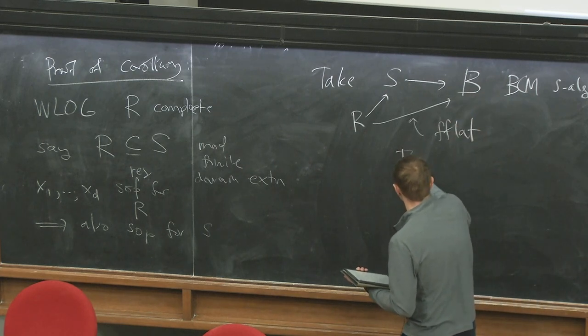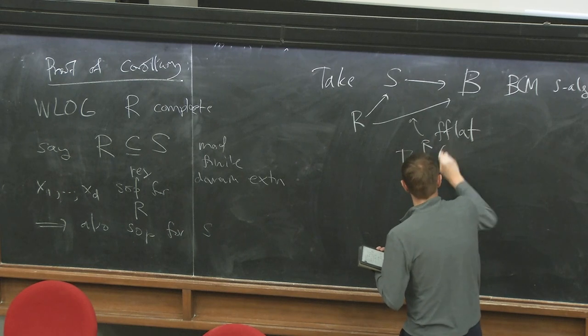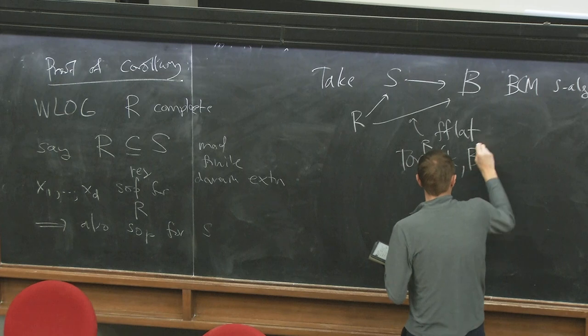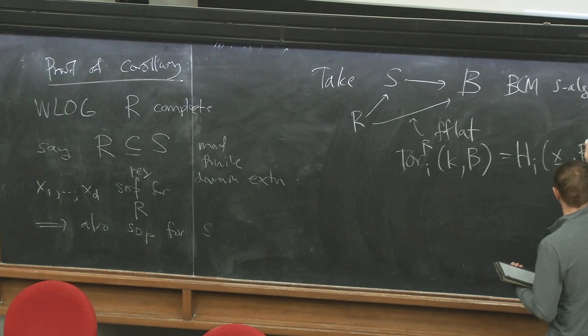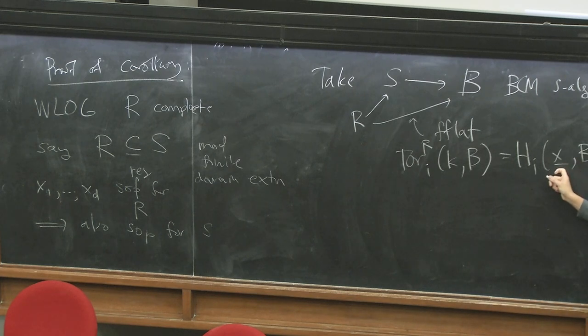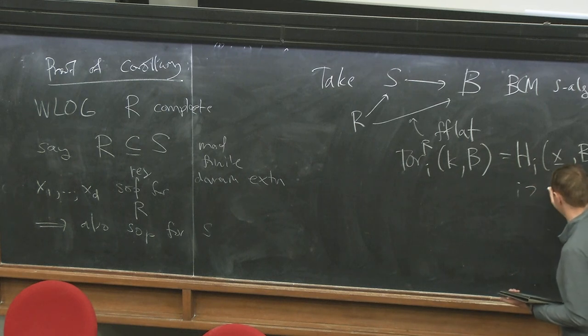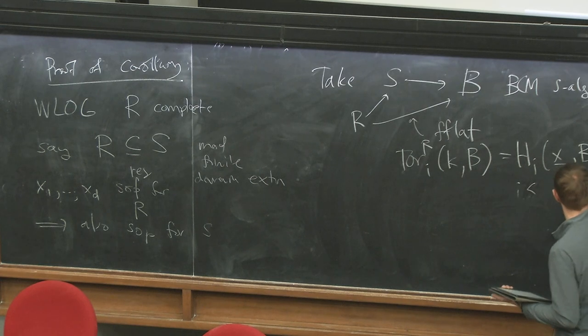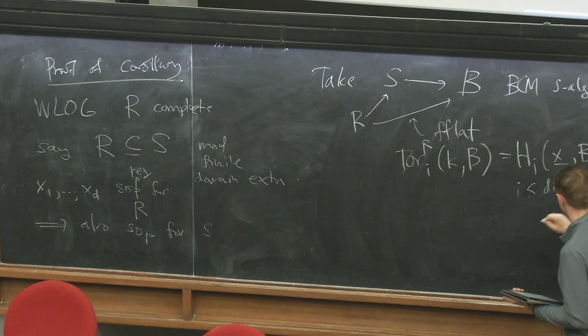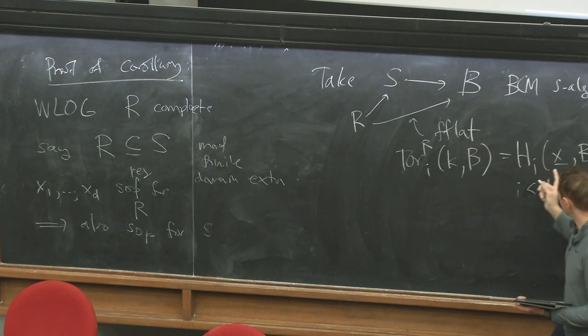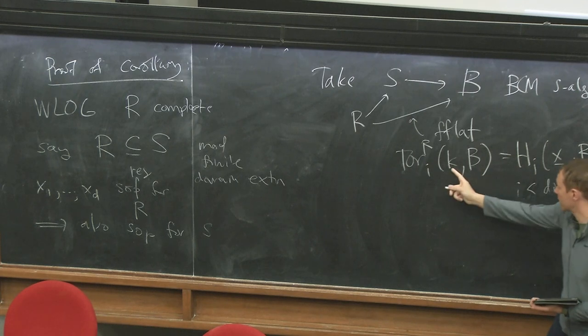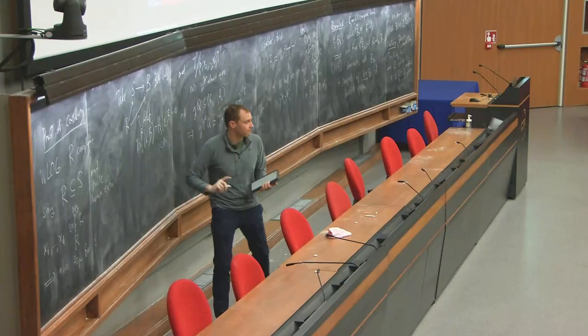So as a result, if I look at, say, the ith Koszul homology of the x's on B, right, this vanishes for i less than the dimension, right, because the x's are a regular sequence on B, but of course that's the same thing since I can take the Koszul resolution of the residue field k to get a resolution for R.